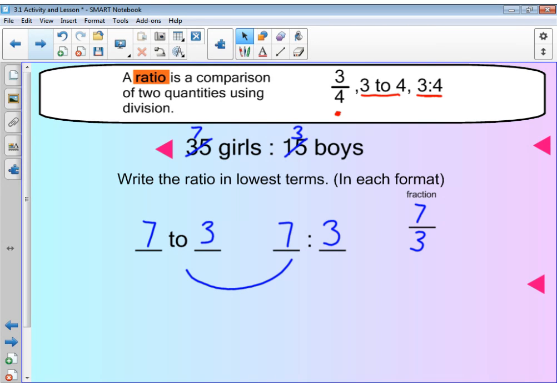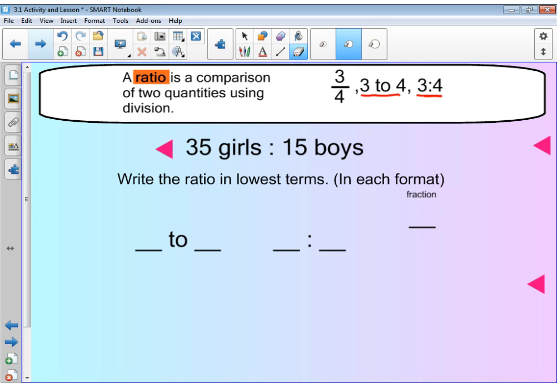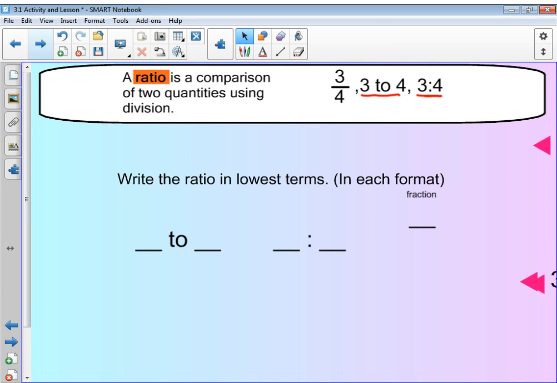Okay, so this next one, you're going to go ahead and solve out on your own. So on your whiteboard or your sheet of paper, let's do 25 to 45. So the ratio of 25, we'll say markers to 45 pencils. So I want you to go ahead and do the ratio for this scenario.